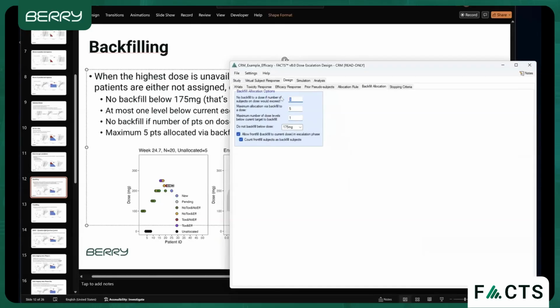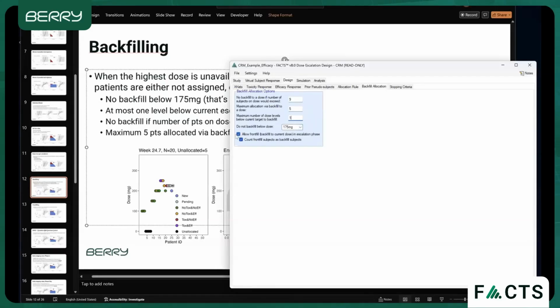So how many patients in total should be on a dose if you're backfilling? How many maximum patients can you backfill to a dose? This number is the number of backfilled patients plus the number of regularly assigned patients that backfill cannot exceed. And that's just a number that pure backfill patients to a dose cannot exceed. Here you specify how many levels below the current escalation dose you want to allow backfill to, and then sort of what's the hard cap on below this dose we're not backfilling.